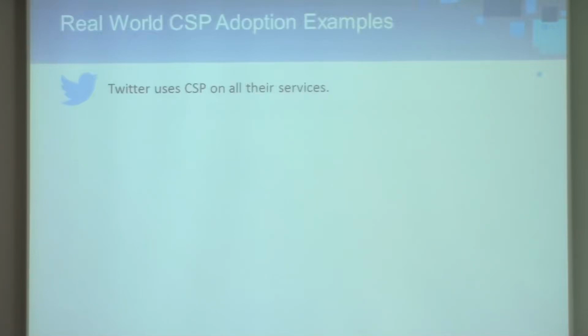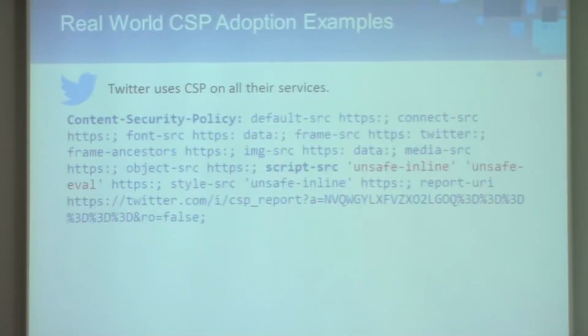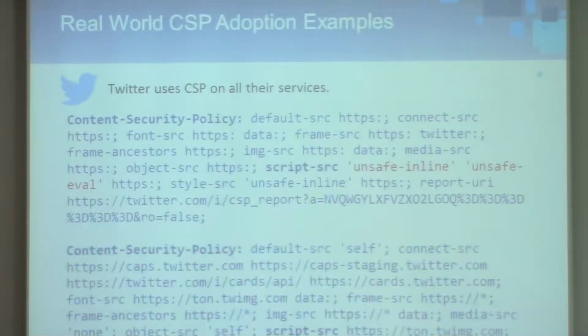Today, Twitter is using CSP on all their services, and I wanted to go and see what kind of headers they're actually sending, right? The first header that they're sending, we'll look at the script source, which is interesting for us for cross-site scripting, unsafe-inline and unsafe-eval. And I saw that, I was like, what? Really? Twitter? So then I looked at the next request, and they sent another content security policy header in a couple of following requests.